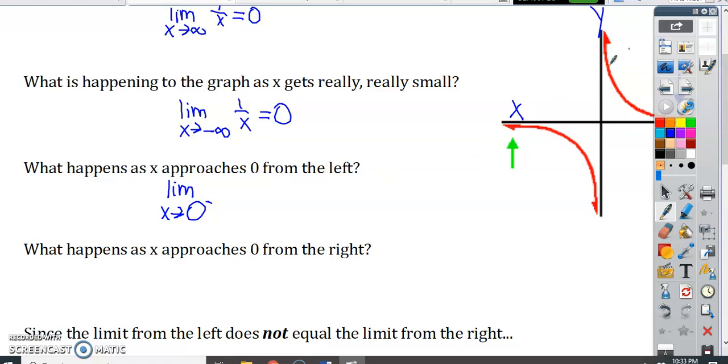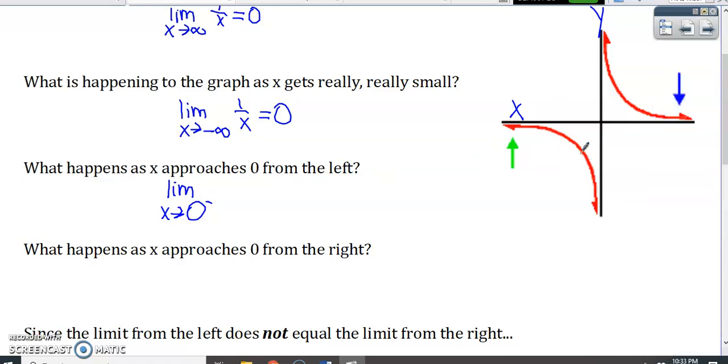All right. So what we're saying here, x is going towards 0 from the left-hand side. Think about it. I'm on the left-hand side of 0. I'm going towards 0. What is happening to the function? The function is going straight down. What's straight down? Negative infinity.